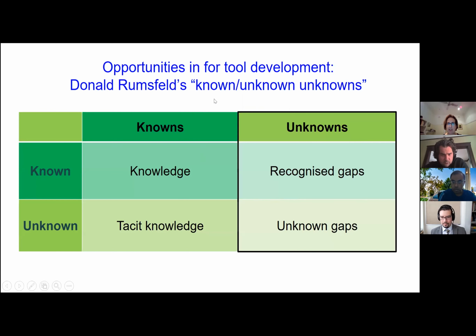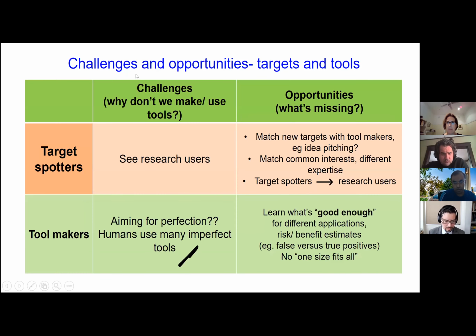Donald Rumsfeld's view on knowledge around known or unknown unknowns: the known unknowns, the recognized gaps, represent opportunities for tool development. But the most exciting, of course, are the things that we don't know about. And I spend a lot of time thinking about this. It's obviously hard to work out what you don't know. That's probably where the really big opportunities are.